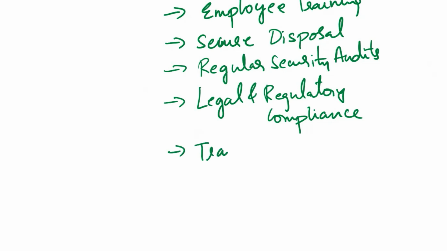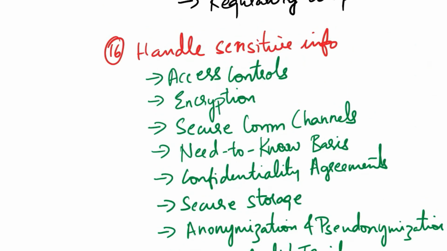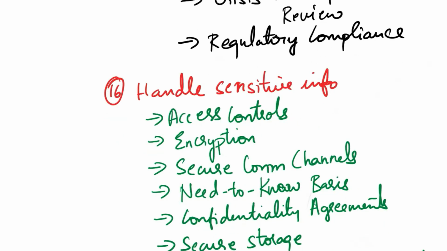Next, transparent communication. In the event of a security breach or incident, maintain transparent communication with relevant stakeholders. Clearly communicate the nature of the incident, steps being taken for a resolution, and any potential impacts while still preserving confidentiality to the extent possible. So, by incorporating these best practices, an IT auditor can significantly enhance the security and confidentiality of sensitive information during the audit process, even in the face of potential security breaches or incidents. Let's go to the next question.